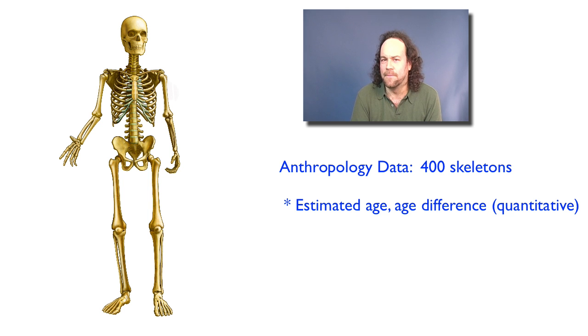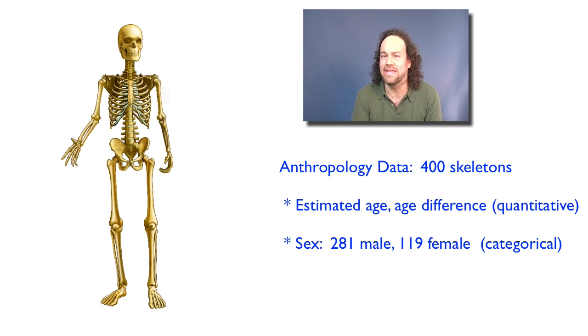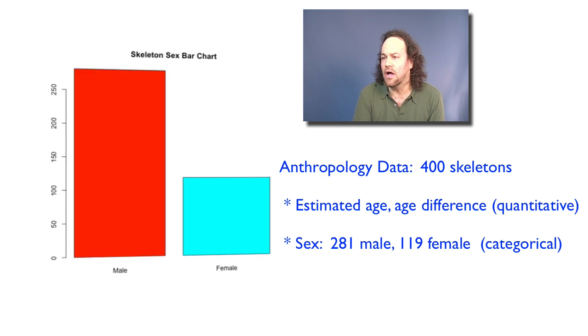For example, each of those skeletons has a sex. Is it male or female? Well, for that data, it turns out that 281 of them are male and 119 of them are female. So that's a categorical variable. You can't take the maximum or the minimum or the mean, but we can draw a bar chart.